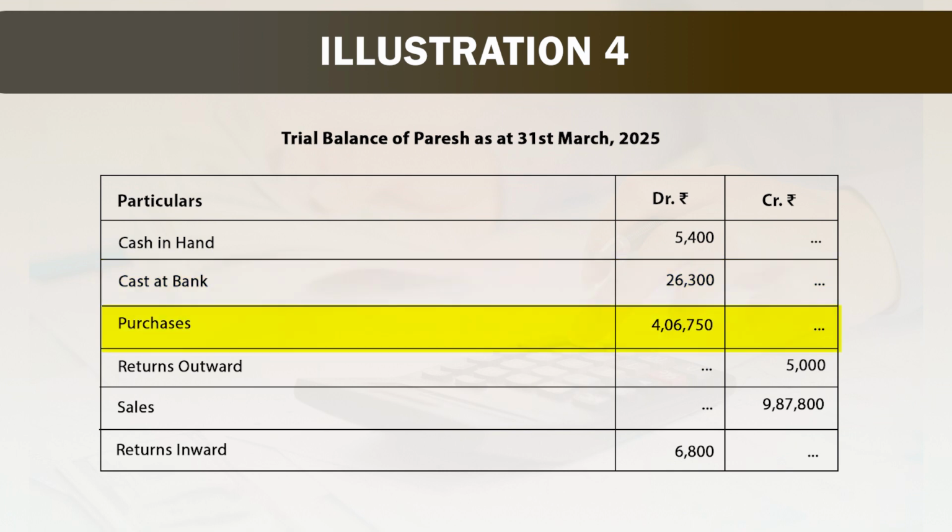Purchases, that is 4,06,750, it is our purchase of raw material, so it would appear at the debit side of trading account. Then we are given returns outward of rupees 5,000, this is our purchase return, and will be deducted from our purchases. Then we are given sales of rupees 9,87,800, it would appear at the credit side of our trading account. Then we have return inward, that is 6,800, this is our sales return, and will be deducted from our sales.